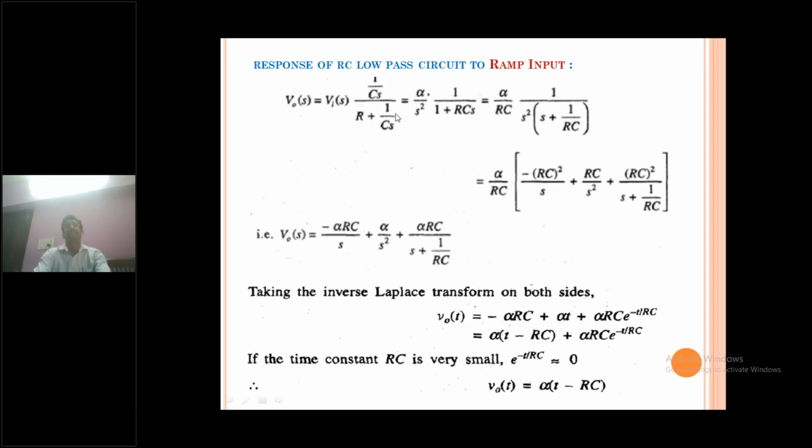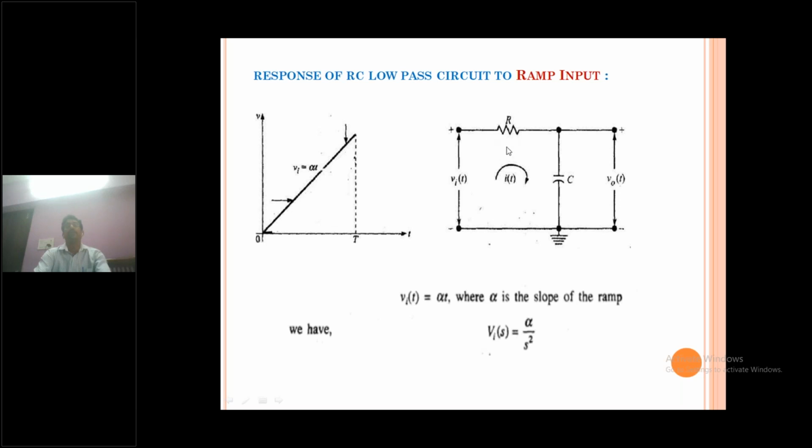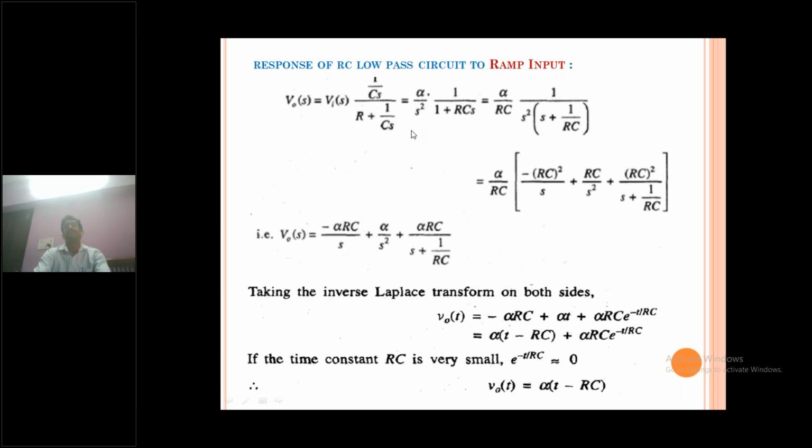So 1 by cs divided by the total impedance. What is the total impedance here? R plus 1 by j omega c, with j omega replaced by s, so R plus 1 by cs. And the input is V_A of s equal to alpha by s square. Simplified, the equation is alpha by RC into 1 by s square into s plus 1 by RC.